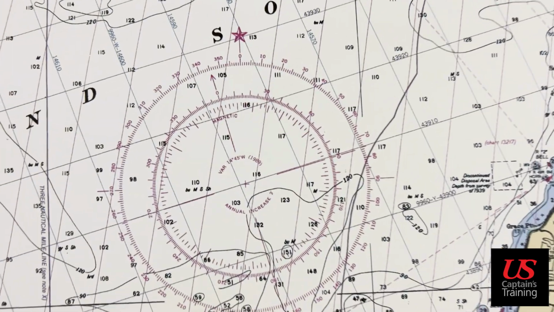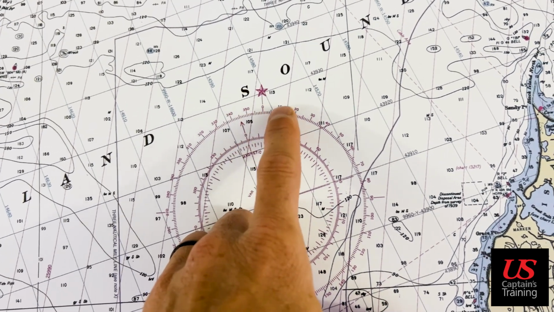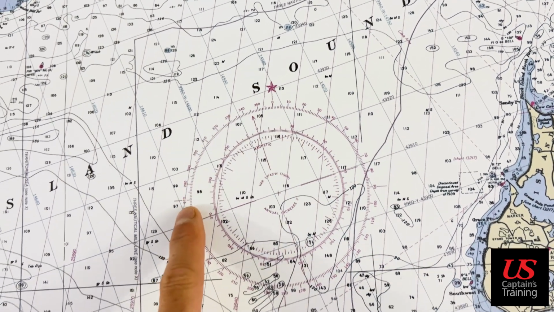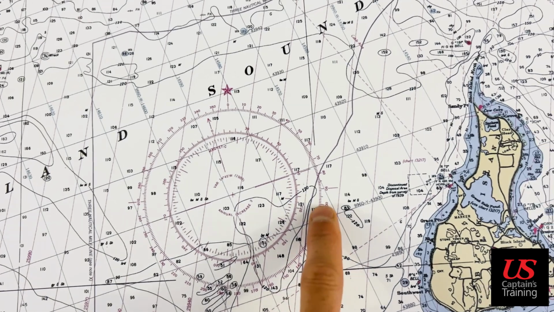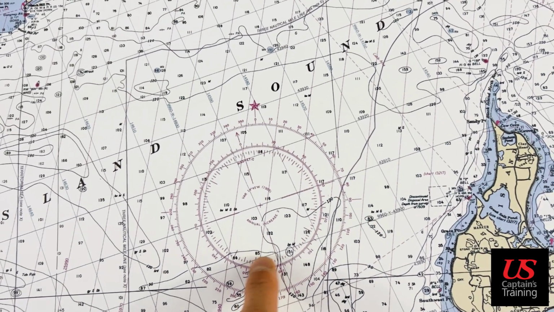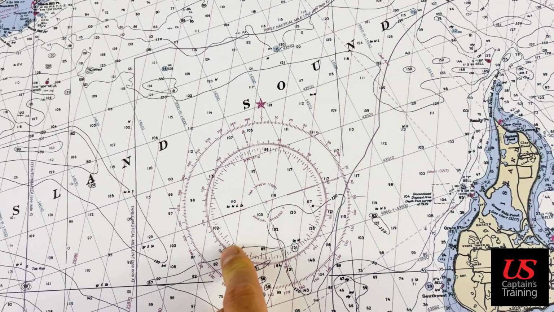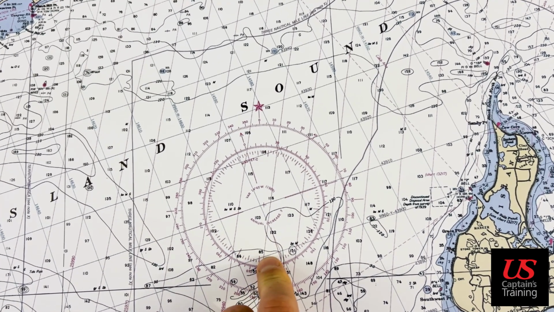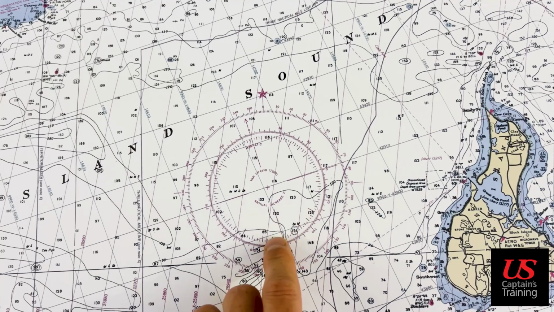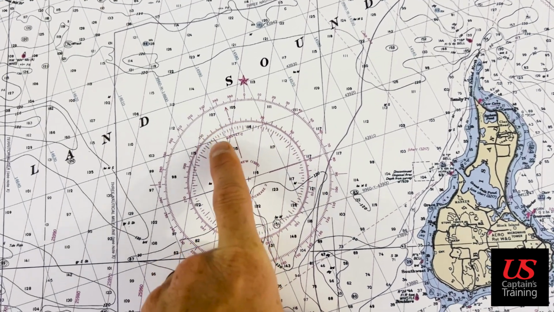Here's the compass rose. This star points to geographically true north. This outer ring is true. This is the ring that we use on all the problems. This inner ring shows magnetic. So where you are on the planet will change your variation.